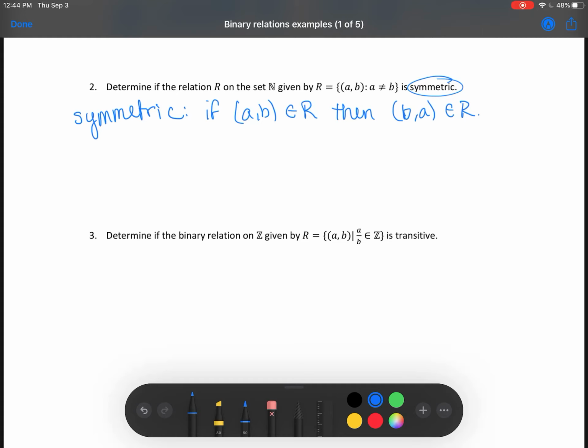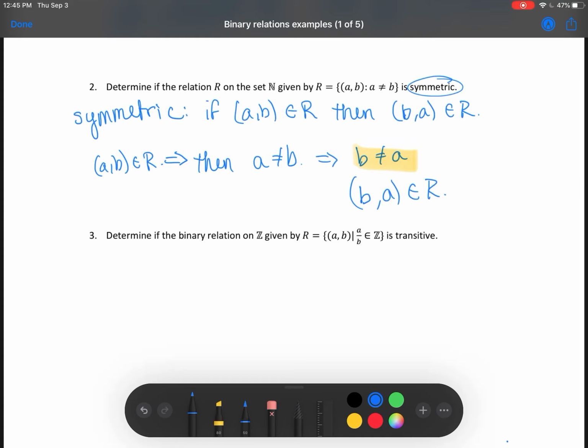So here we're trying to ask ourselves, is that true? Let's suppose that we have arbitrary natural numbers a and b such that (a, b) is in the relation. Well, what does that mean? That tells us that it fits this criteria: a does not equal b. So we have two numbers, a and b, that are not equal to each other. Obviously, if a is not equal to b, then that also means that b is not equal to a. And if b is not equal to a, then that tells us the ordered pair (b, a) is in the relation.